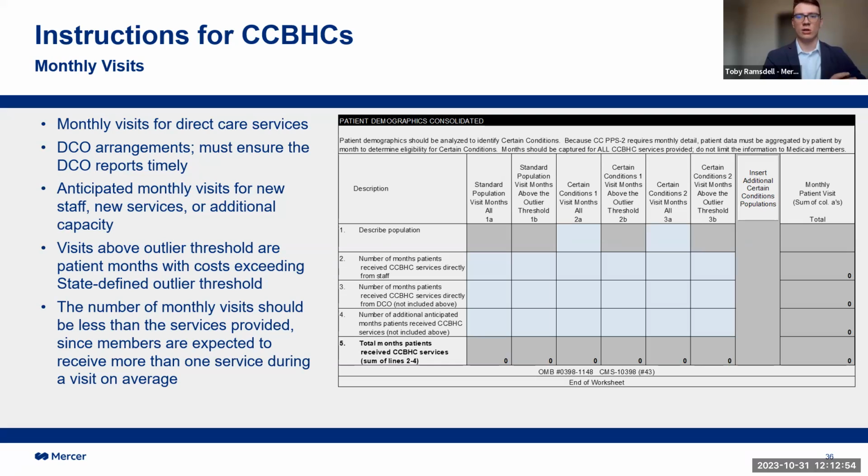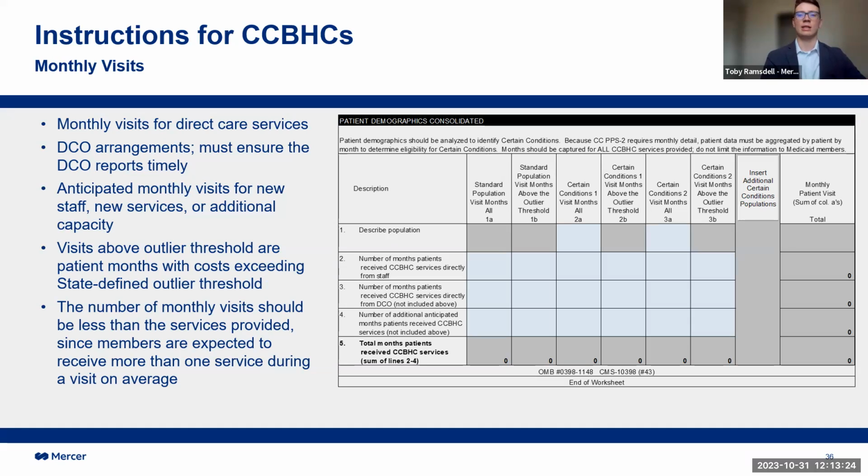Now, there's a component of the PPS2 rate that's required, which is the outlier threshold. You can see that's column 1B on this slide. Visits above the outlier threshold are patient months with costs exceeding the state-defined outlier threshold. We'll cover this in more detail on the next slide, but I also want to reiterate that at this point, there is no outlier threshold that has been definitively decided on by the state.